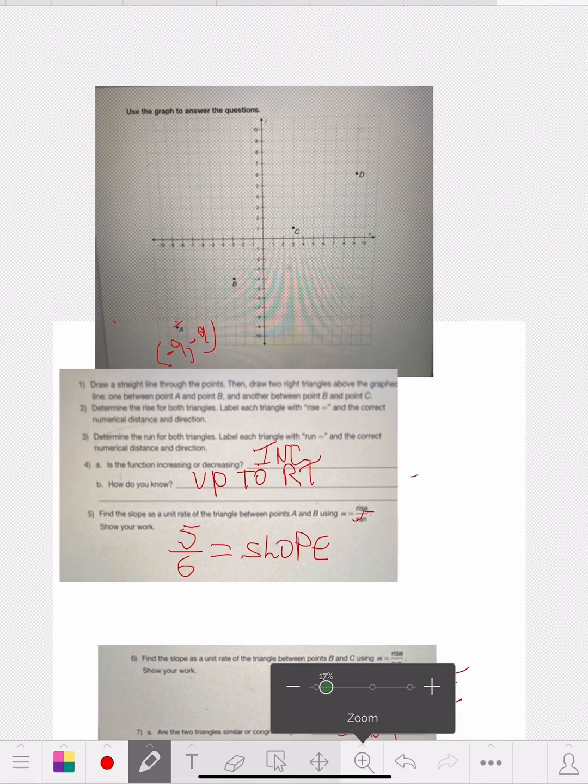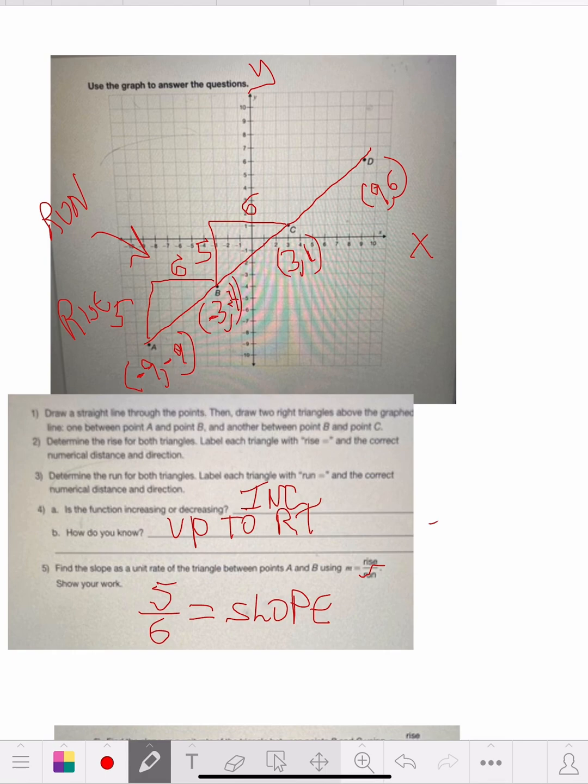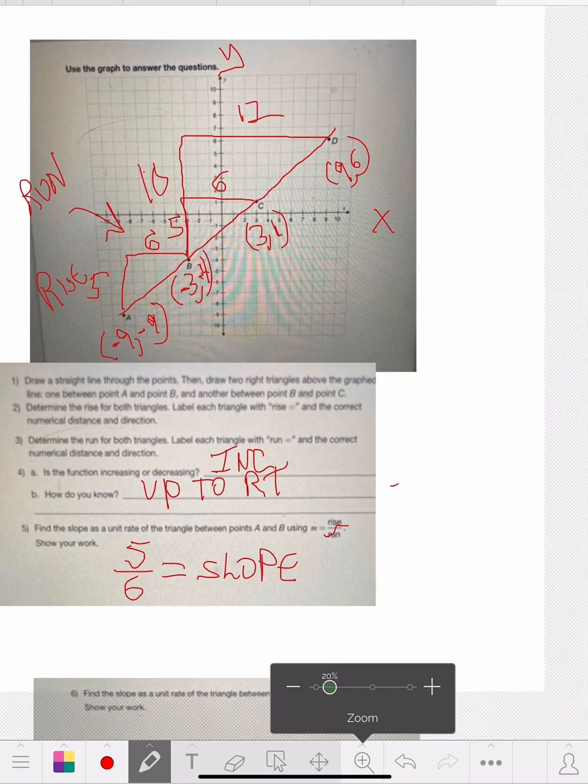B and D. So let's go back to this. They want you to draw one B and D. So let's see. Hey, we're going to go up this way, and we're going to go across. Now, let's count these marks. What do we get here? I got 10. And what do I got here? I got 12. Just counted that.